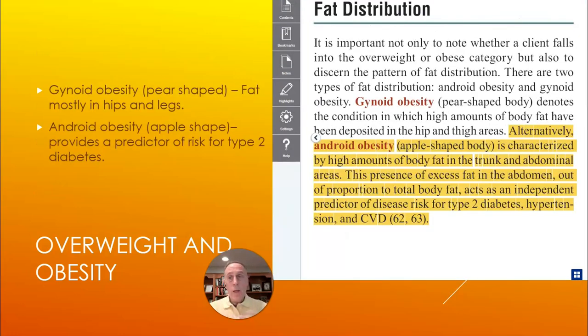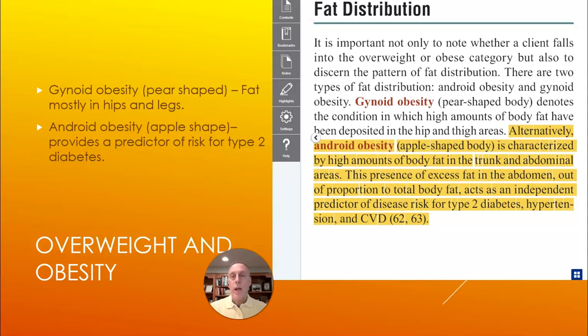All right. They make a note to differentiate here between gynoid and android obesity. And perhaps there's a mnemonic here where you can do something with Android obesity and Apple, like Android phones and Apple phones. Maybe they're both phones. It's a way to remember it. I don't know. It might help.